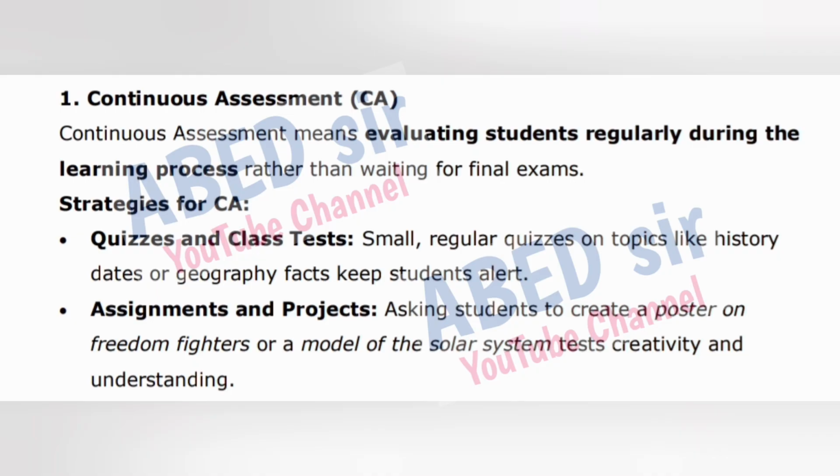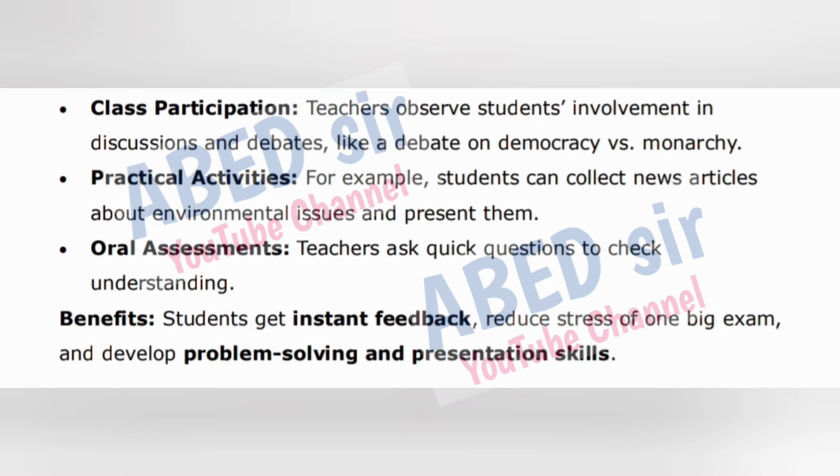1. Continuous assessment (CA). Continuous assessment means evaluating students regularly during the learning process rather than waiting for final exams. Strategies for CA. Quizzes and class tests. Small, regular quizzes on topics like history, dates, or geography facts keep students alert. Assignments and projects. Asking students to create a poster on freedom fighters or a model of the solar system tests creativity and understanding.